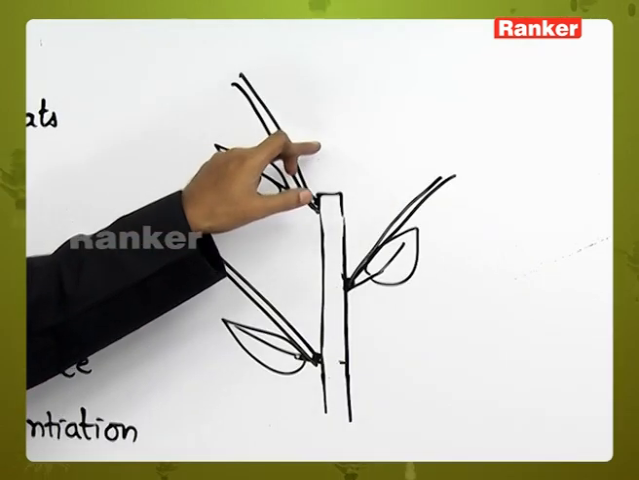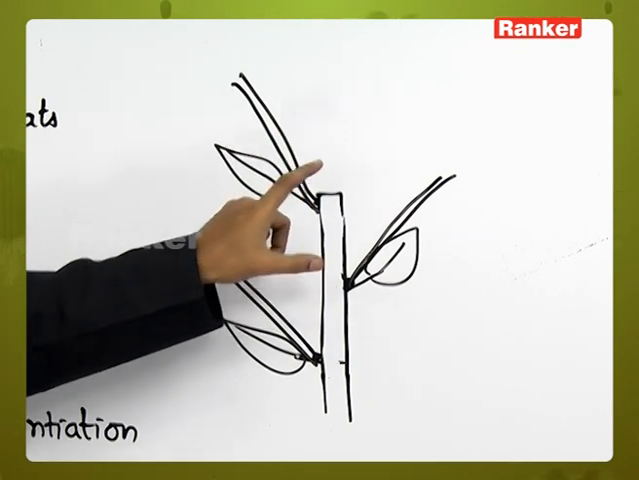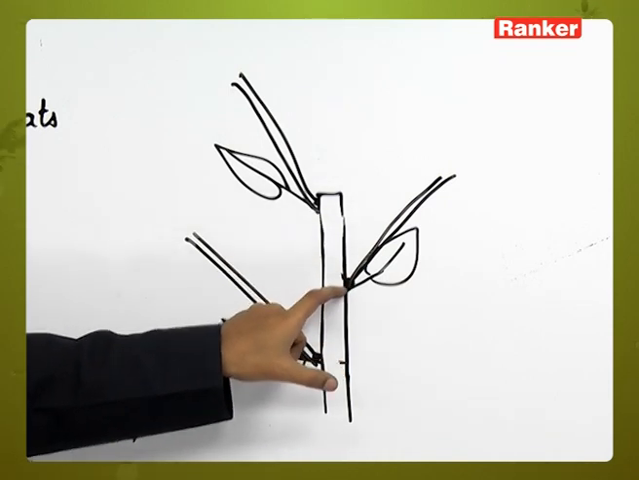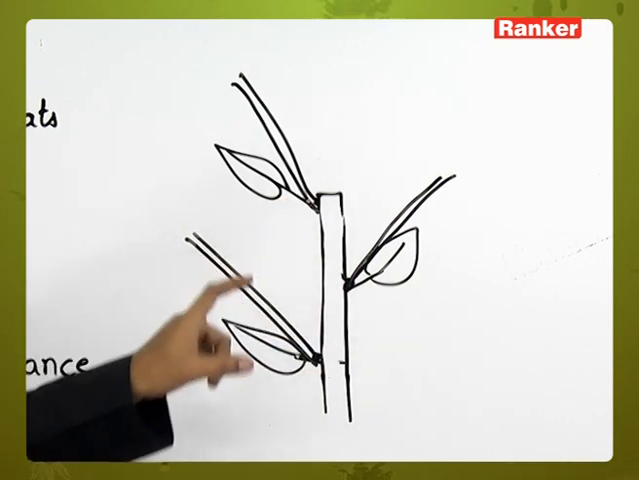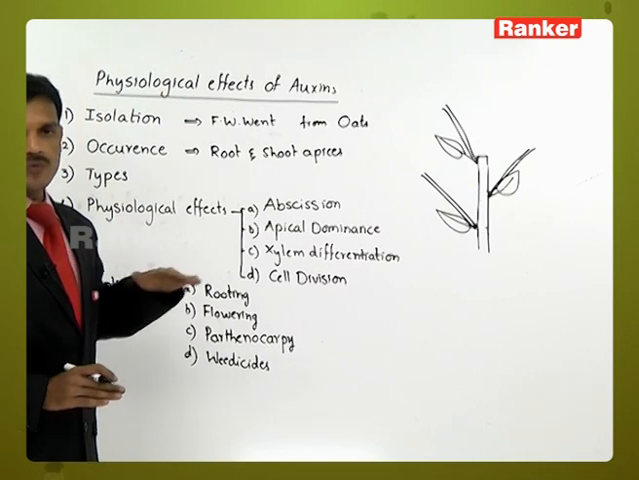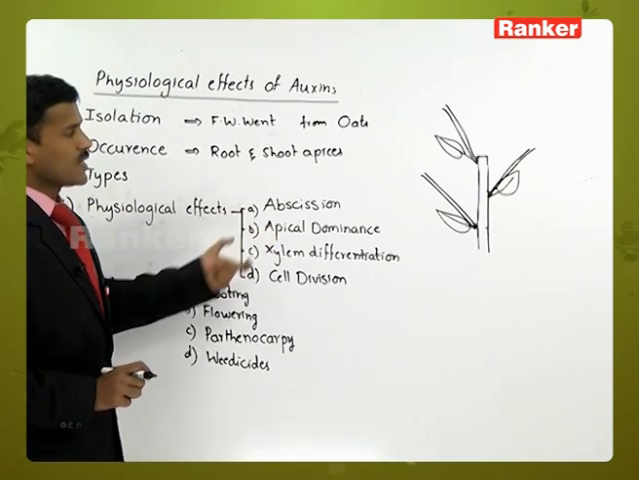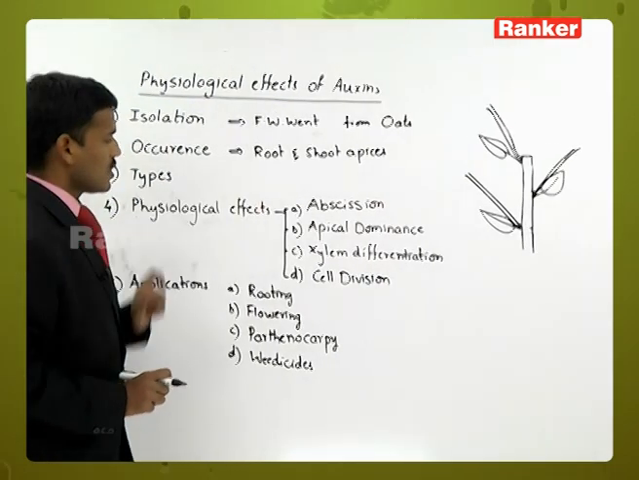When the apical bud is removed, there is no synthesis of auxins and no translocation of auxins. In the lower concentration, or in the absence of auxins, the lateral buds can develop into branches. So by removing the apical bud, we can remove the apical dominance. It is also affected by the auxins.